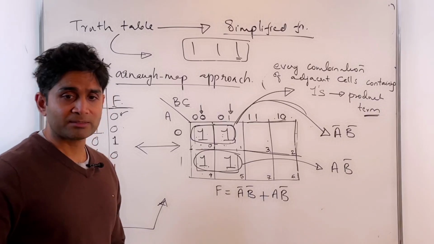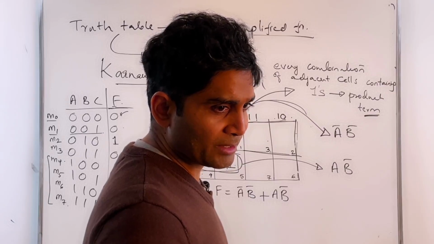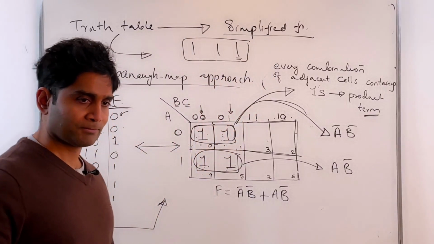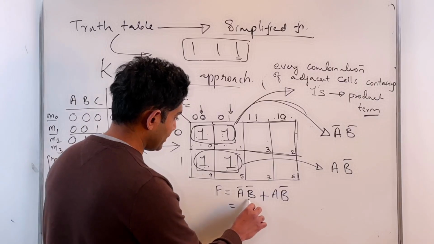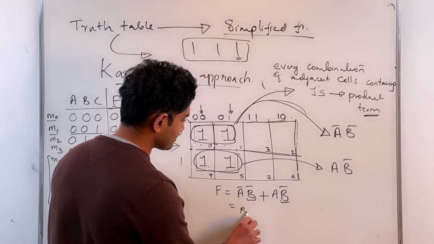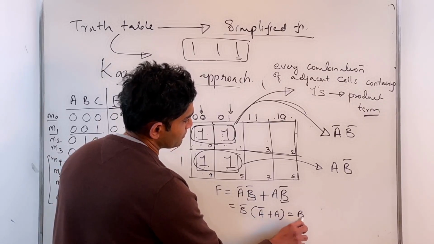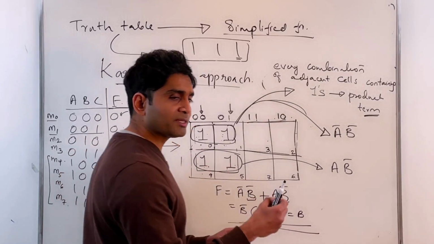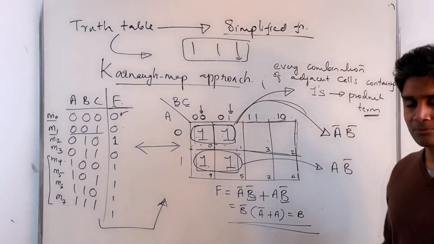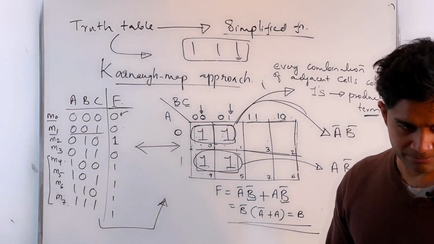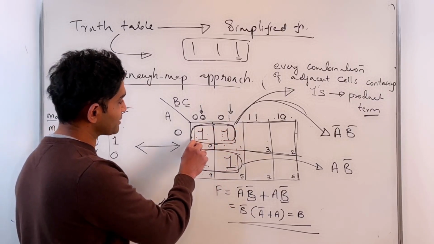Now, is it the simplest function? Can I simplify it further? And the answer is no, it's not the simplest form, because I can see that my B prime is a common factor. I can still simplify it. If I do not combine into the largest combination of adjacent cells, I will not get the simplest function. Here we had more scope for simplification just because I did not choose the largest combination.